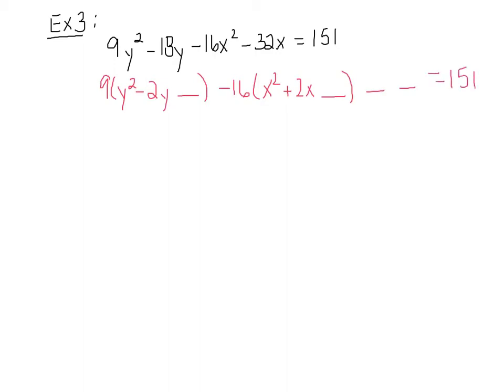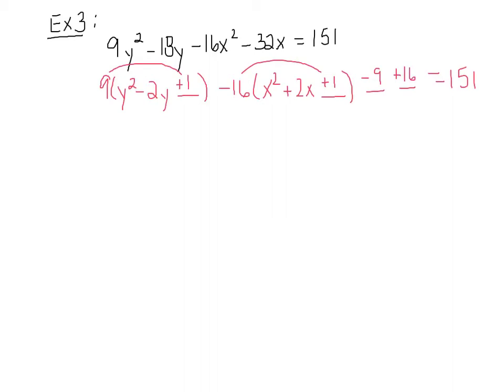Okay, so complete the square. Take half of -2, it's -1, square it is +1. Remember, you're going to balance it with 9 times 1, which is 9, so we need to put a -9 here. And then half of 2 is 1, square it, you get 1. But when I multiply it, it's a -16, so I balance it with a +16.